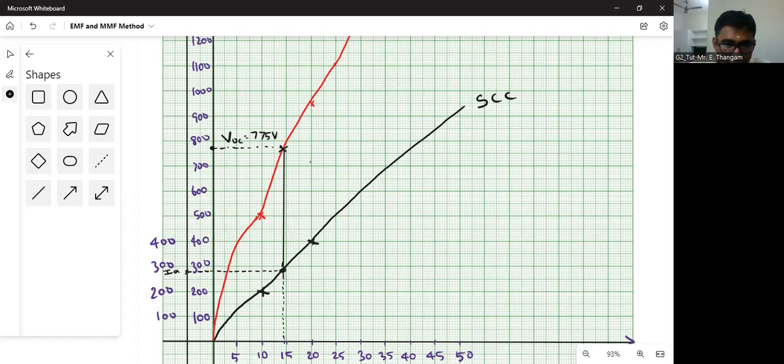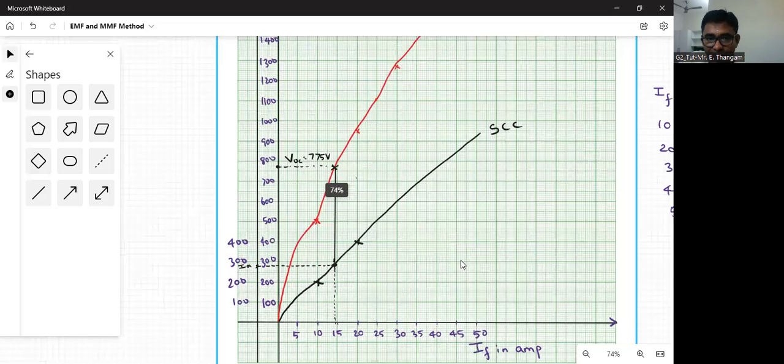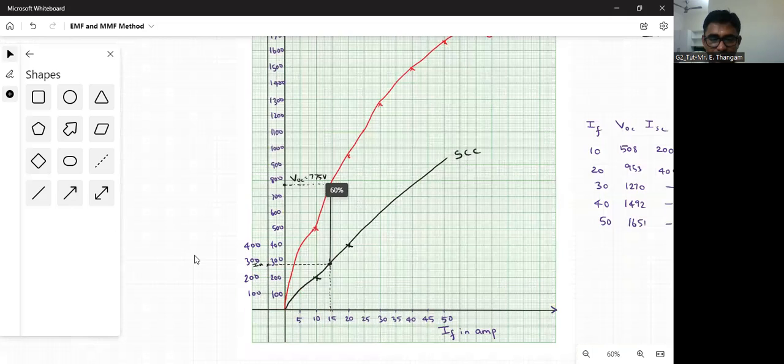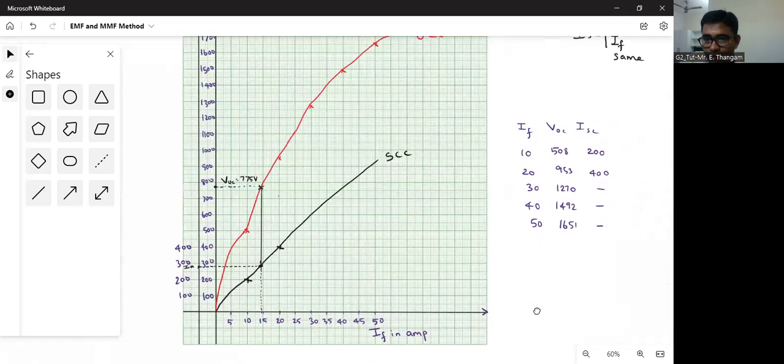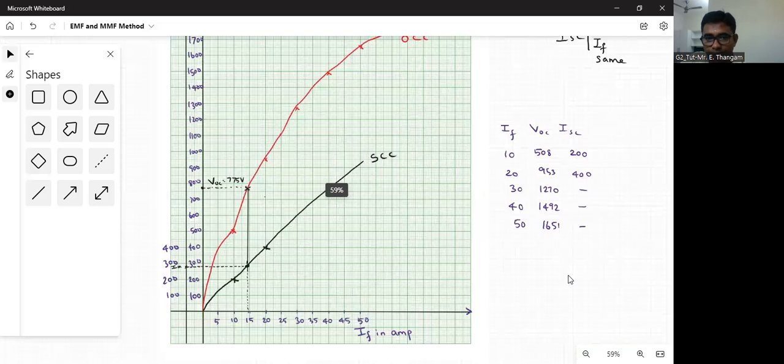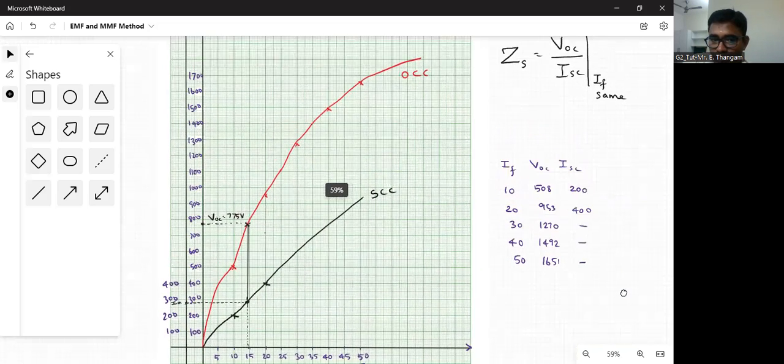So this is your VOC. VOC is 775 volts. That's all we need to calculate from the graph. Okay, so with the main objective, we need to calculate the synchronous impedance for the given problem.